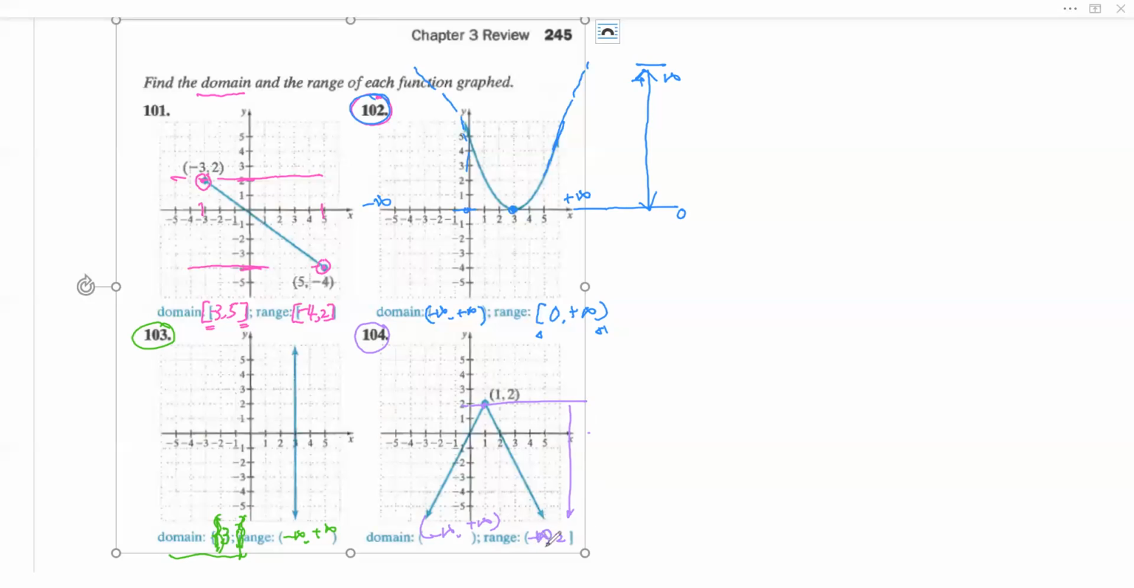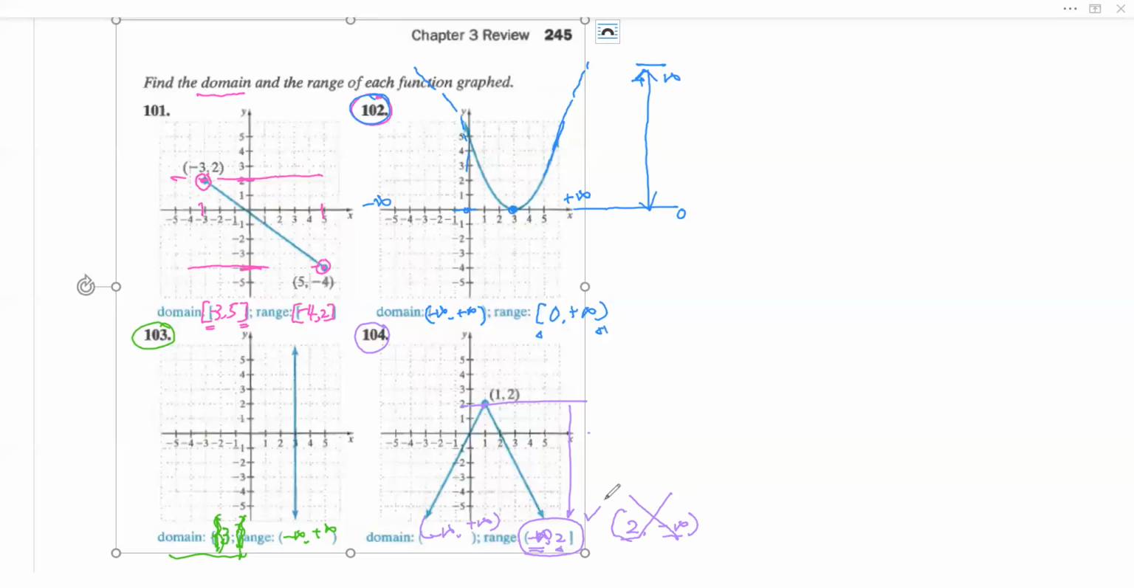Why do we need the negative infinity first? Negative infinity is small and 2 is bigger, so we should put the negative infinity on the left. We cannot write 2 to negative infinity because negative infinity is less than 2. We cannot write it this way. This is wrong. We should say negative infinity to 2. All right.